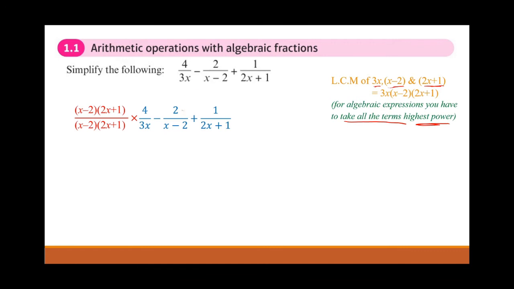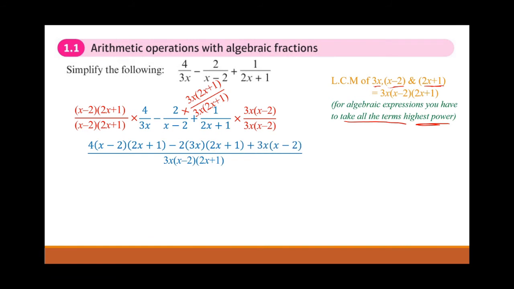Now we need to multiply with the missing terms to get the denominator the same. So the first fraction has 3x, but it doesn't have the other two factors. So it has to be multiplied with x minus 2 and 2x plus 1. The second one has x minus 2, so it has to be multiplied with 3x and 2x plus 1. The third one has 2x plus 1, so we need to multiply with 3x and x minus 2. And then write the step with the brackets, okay?